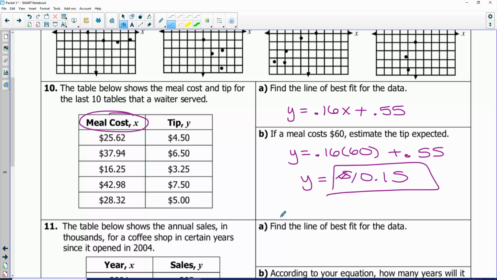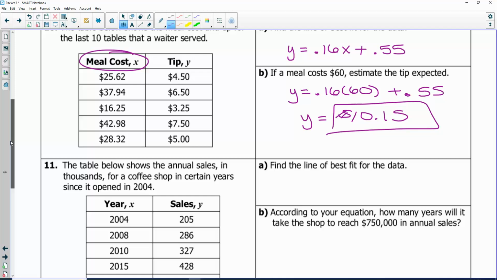How did you get negative? Oh, I know. Typed in an extra negative. Yeah, it was an accident. Okay. Did everyone get that?